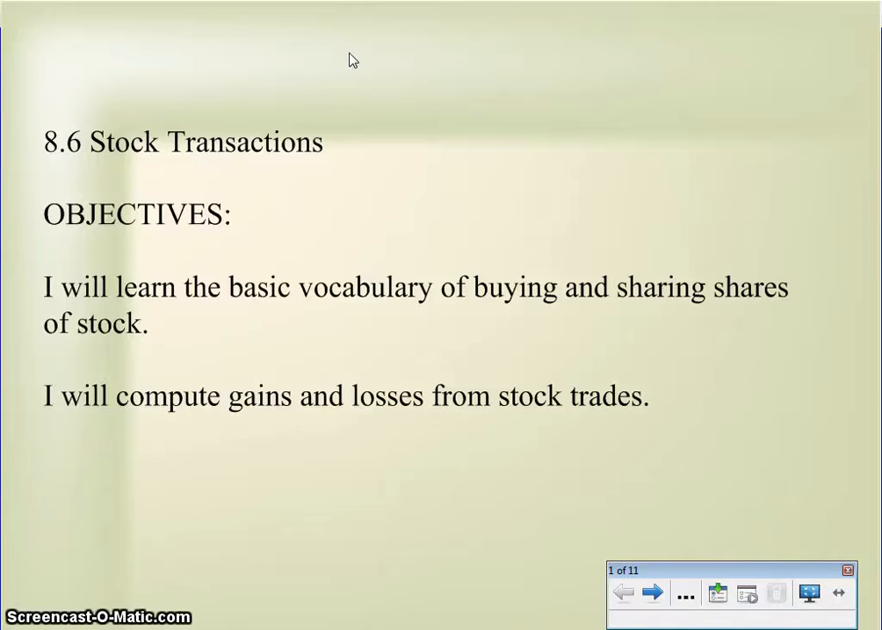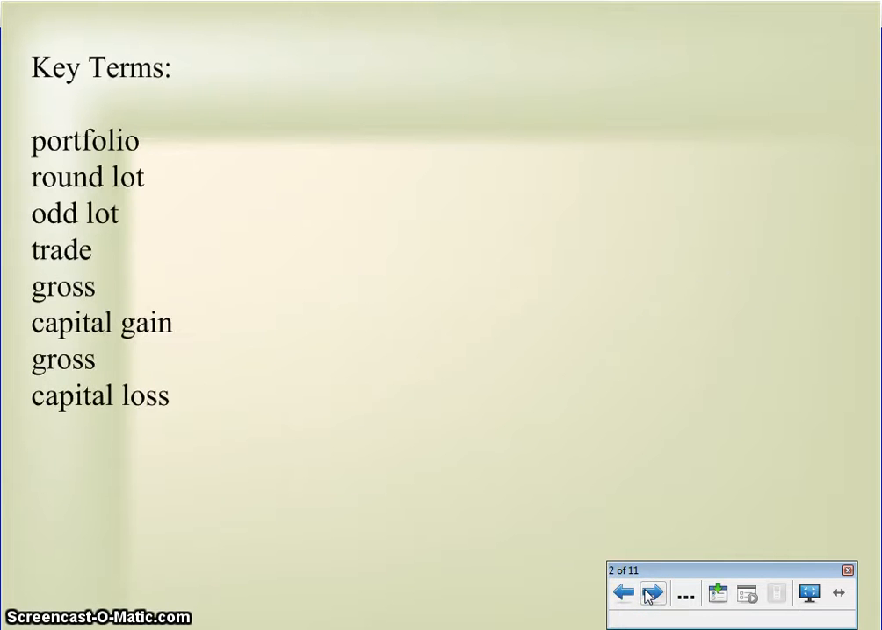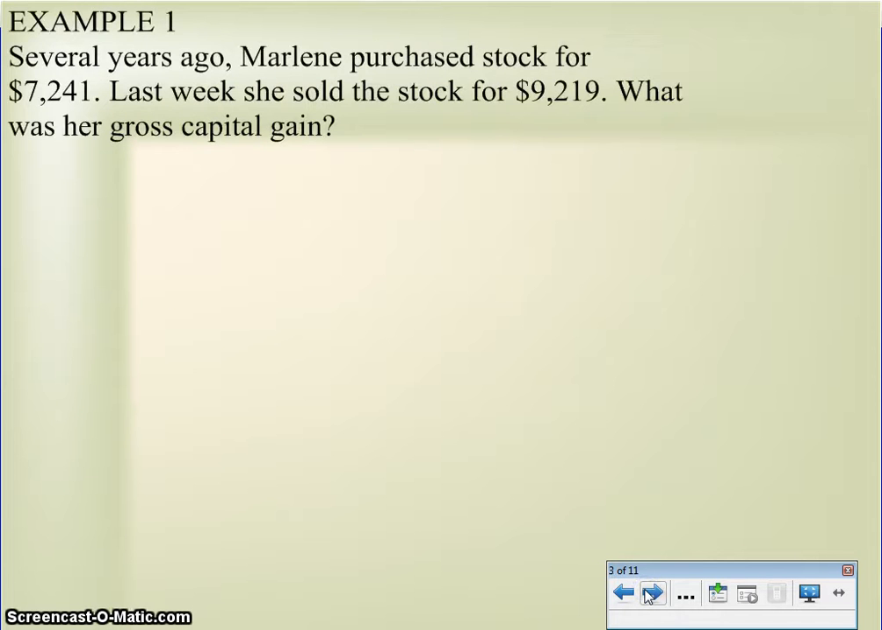Right, let's go ahead and get started with the 6th chapter in our 8th unit, and it is over stock transactions. 2 objectives today. First one, I will learn the basic vocabulary of buying and selling shares of stock. Second, I will compute gains and losses from stock trades. So our vocabulary or key terms are here. Make sure you've reviewed those in the textbook before watching the video.